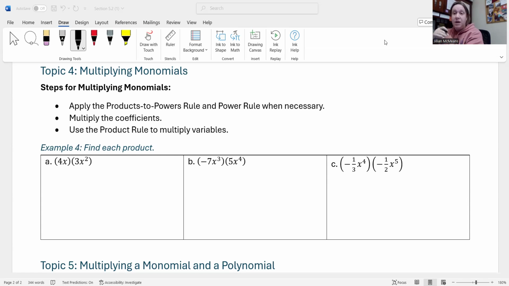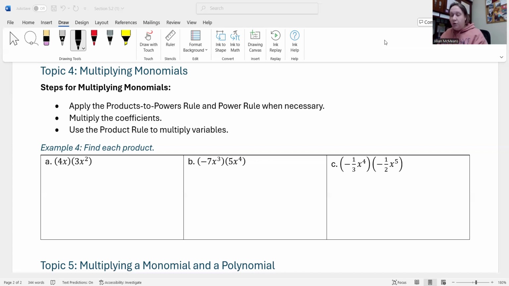Once you do that, you then have potentially power rule that you have to use. So you take care of that. And then finally, you want to multiply coefficients. And last, you're going to apply the product rule. So that's where you multiply two things that have the same base. So right here in this example, you could potentially use all three of those rules for exponents that we've already learned. So it's really important that if you're not familiar with those and you're not comfortable with those, go back and practice those first. Okay.